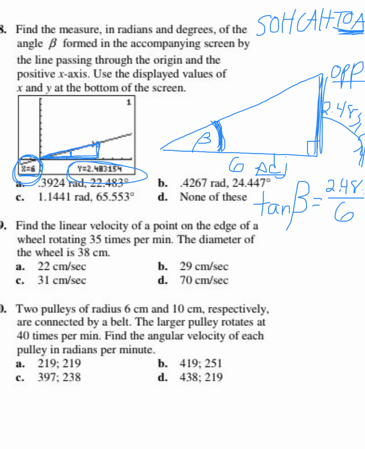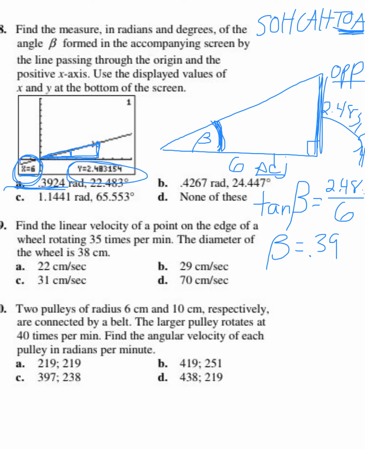So now it's just a calculator problem. On my calculator, remember, when you don't know what the angle is, you have to hit second. First of all, you need to make sure that your calculator's in radians, which mine is. So then I hit second tan, and then that whole decimal, 2.483154 divided by 6. And it spits out for me 0.39. So that funny weird angle is 0.39, but remember that's in radians. But if I look at my choices, I already know that the answer's got to be choice A.